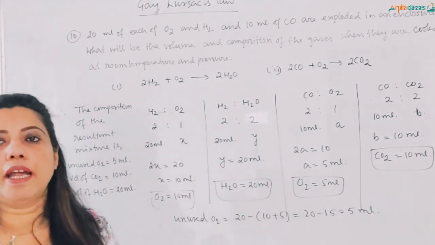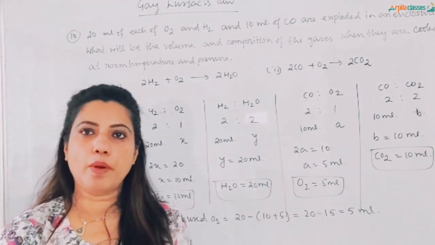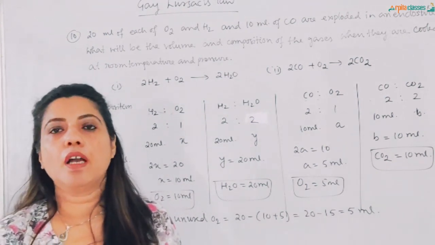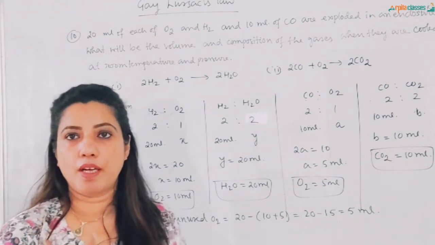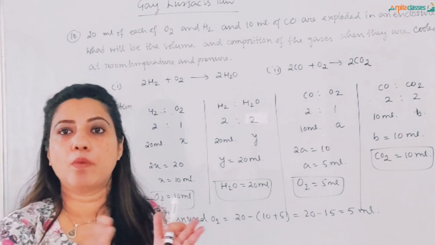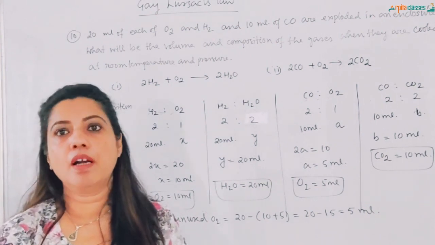So today we have done 10 questions from Gay Lussac's law. All the questions have to be solved this way only. So first of all, we need to write a balanced chemical equation, and then we have to find out the ratio between the given quantity and what is asked, and then accordingly we'll find out the answer.